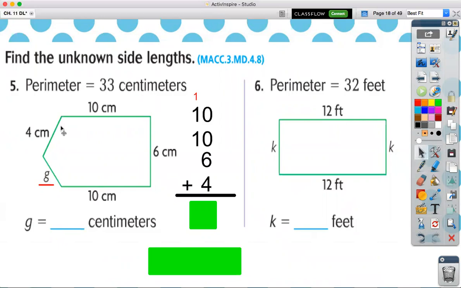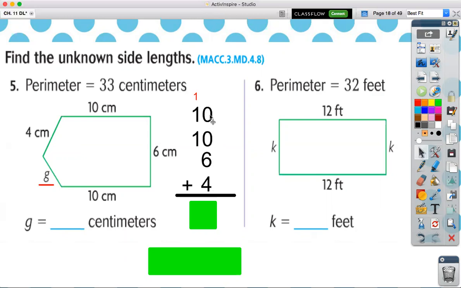So what we're going to do is we're going to add up what we already have. And of course, we've done this before. This is just a review because geometry is such a big part of 3rd grade and 4th grade. So we want to make sure that we're understanding, okay? So we're going to add up our sides. So over here, as you can see, I went ahead and lined up our numbers of the centimeter sides that we already have. So we have 10 plus 10 plus 6 plus 4.